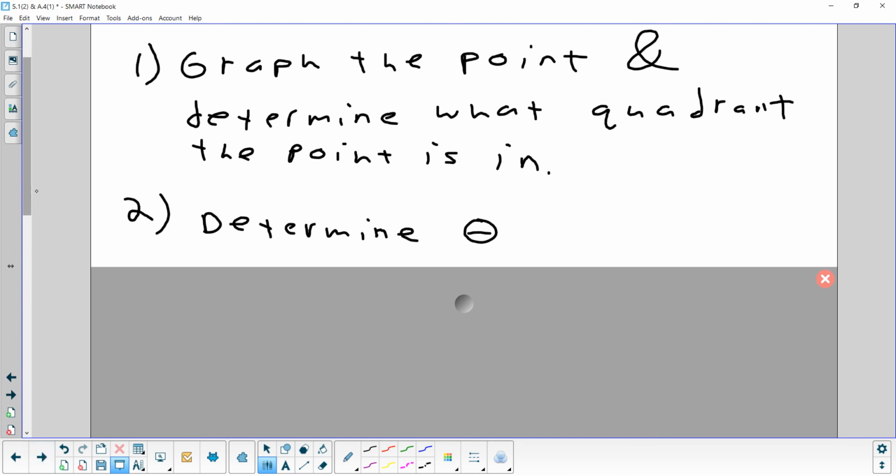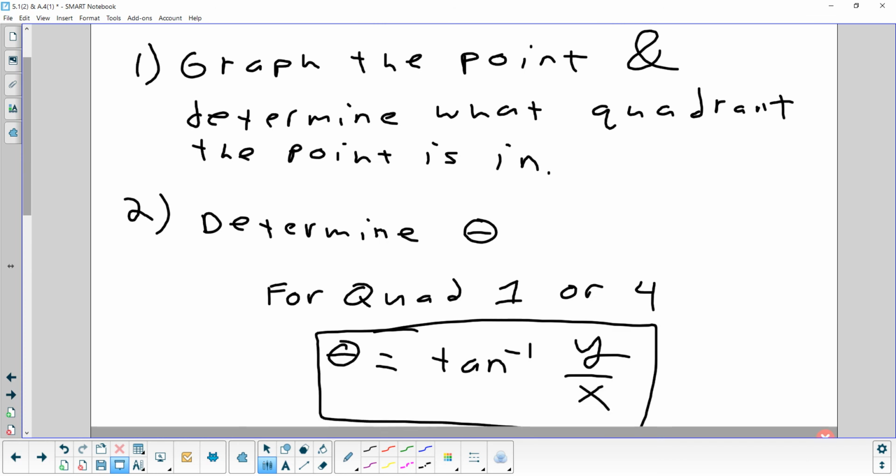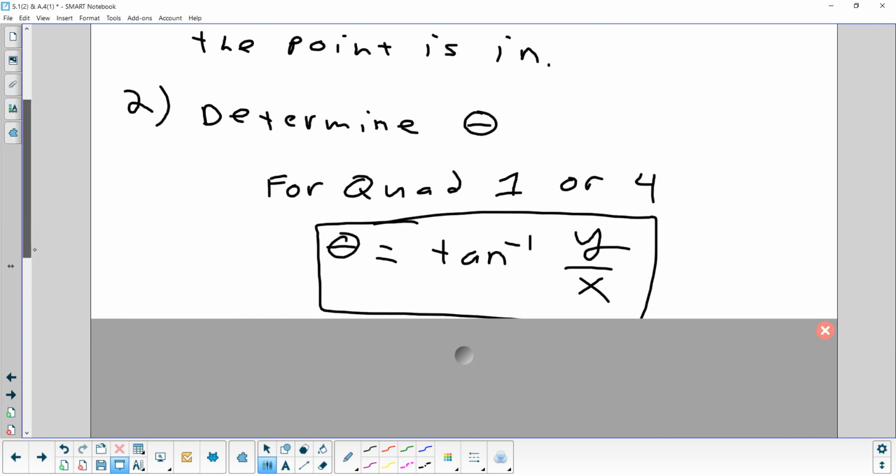Now you have to find the angle and you have to find the radius. It doesn't matter which one you do first because they're totally separate. I'm going to do the angle first. That's a little more complicated because the formula you use depends on the quadrant you're in. If you're in quadrants 1 or 4, you're going to use the exact formula that I just put up on the other page: inverse tangent of y over x.